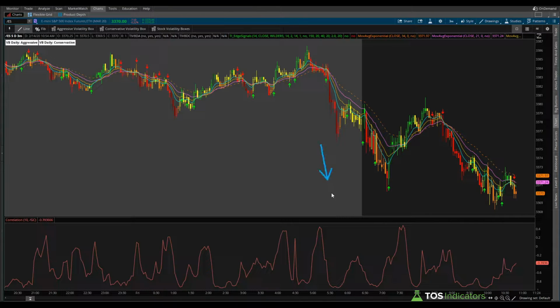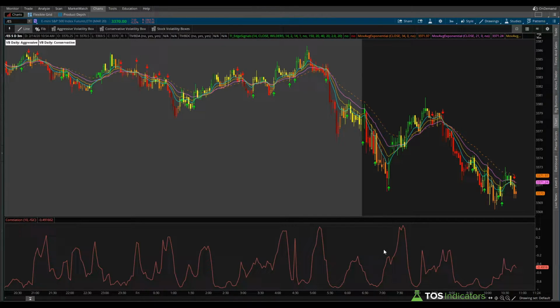Okay, so down here we have a chart of the S&P futures with some moving averages. They're just basic exponential moving averages, 8, 13, 21, and then I believe this is the 34. And then down here we have the correlation study, which is built into ThinkOrSwim on a 10 period with GC as the futures that it's correlating against, right?